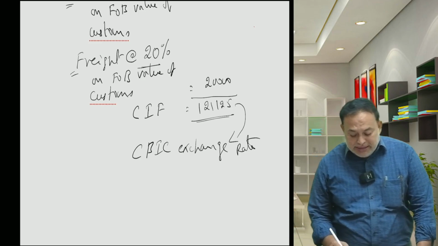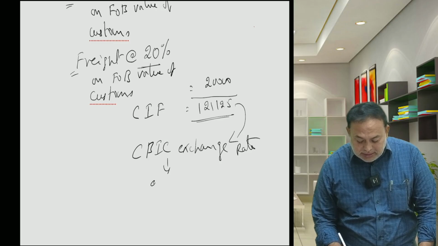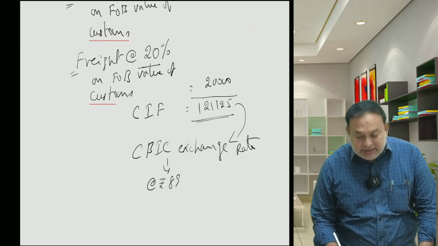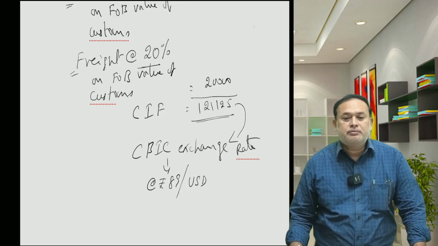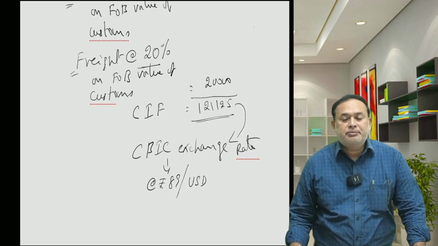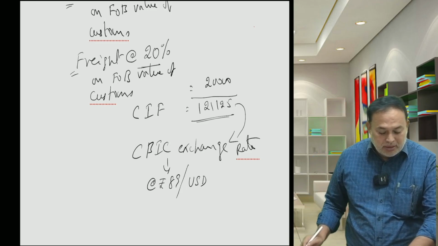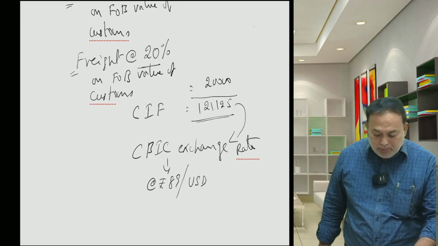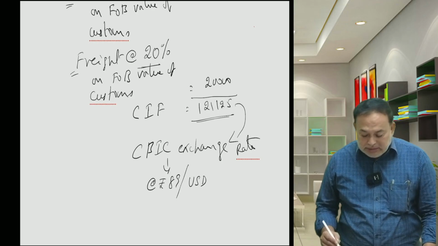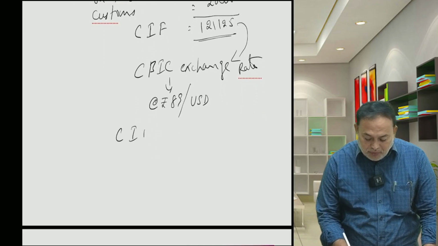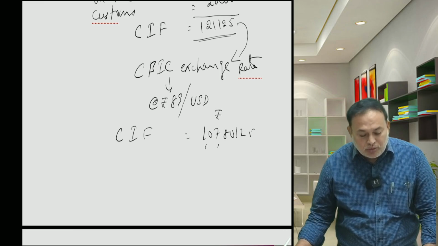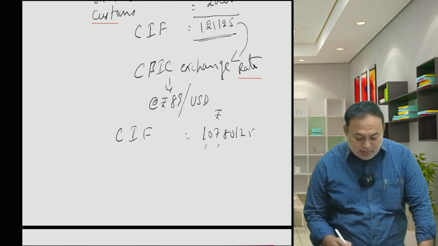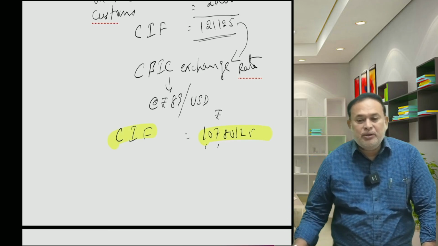Suppose I came to know that the exchange rate of the CBIC is, let us say, 89 rupees per USD. In that case, you multiply: 1,21,125 multiplied by 89. Then you will get the CIF value in Indian rupees, 1,07,80,125. This is the assessable value.